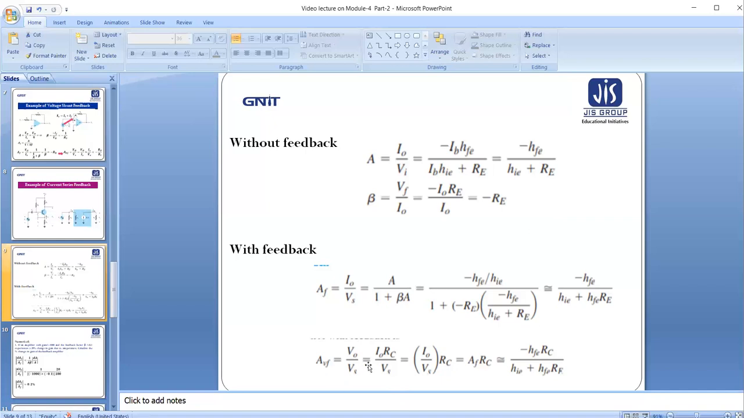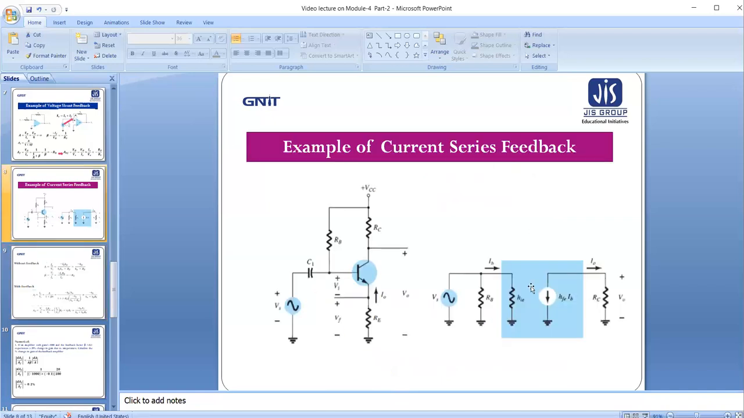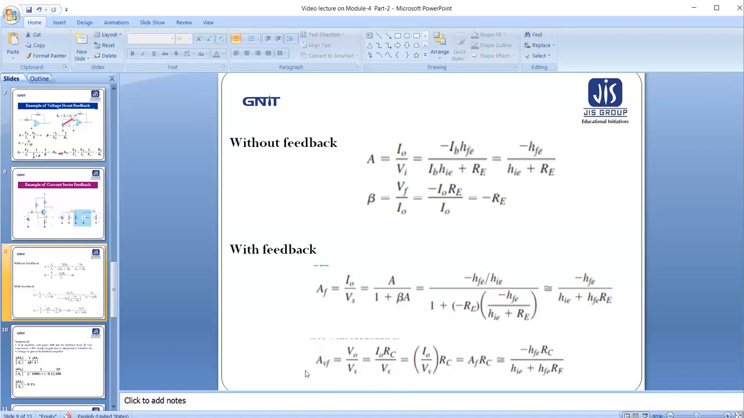And AVF is V naught by Vs, as it is a current series, so we must convert into the voltage case. So V naught equals I naught into RC. We are just introducing V naught by Vs in case of AVF, so it becomes I naught RC by Vs. So I naught by Vs, just put down this value, multiply it with RC, it becomes minus HFE RC by HIE plus HFE into RE. So this is the example of the current series.